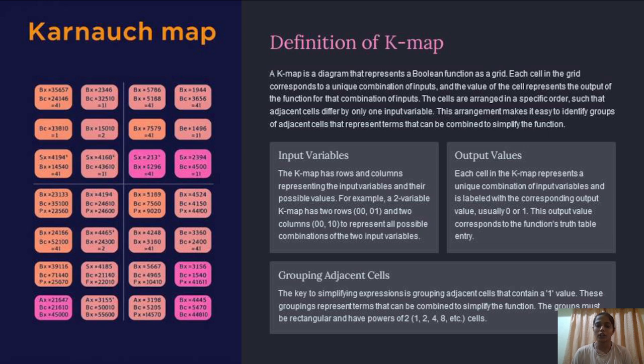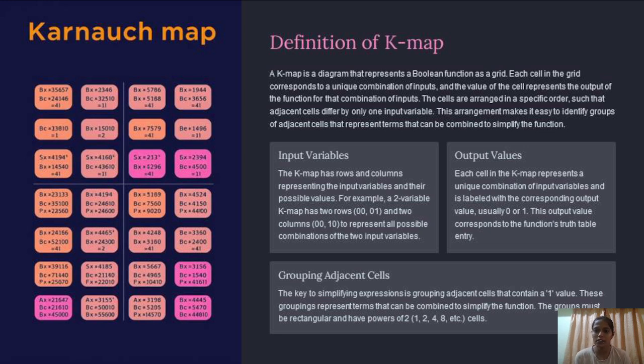Let us see the properties of a K-map, that is input variables, output values and grouping adjacent cells. The K-map has rows and columns representing the input variables and their possible values. For example, a two-variable K-map has two rows, 0 and 1, and two columns, 0 and 1, to represent all possible combinations of two input variables. It goes on as the number of variables increases, like 3 variables and 4 variables, and the labels of the rows and columns also differ, like 00, 01, 11, 10 and so on.